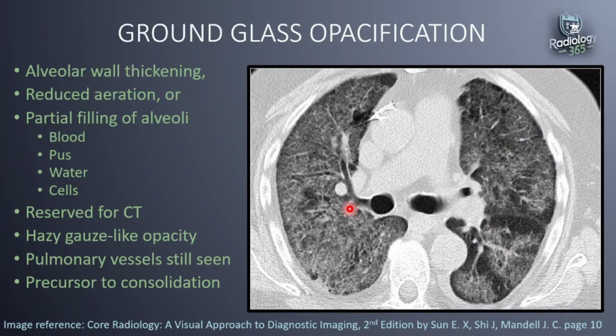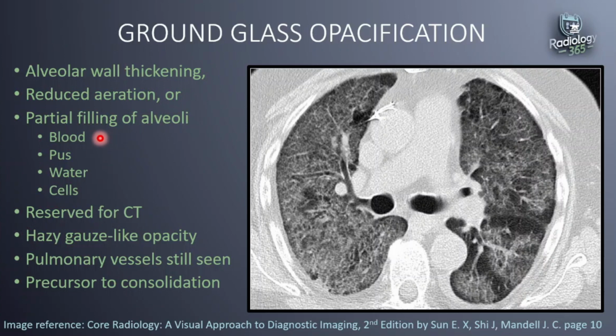Then to ground glass opacification. Now, histologically, ground glass opacification, similar to consolidation, is filling of the alveoli, but this time around it is partial filling of the alveoli. So the same things that will fill the alveoli that will cause consolidation can also cause ground glass opacification if the filling is partial. So partial filling with blood, partial filling with pus, partial filling with water, partial filling with cells would all cause ground glass opacification.